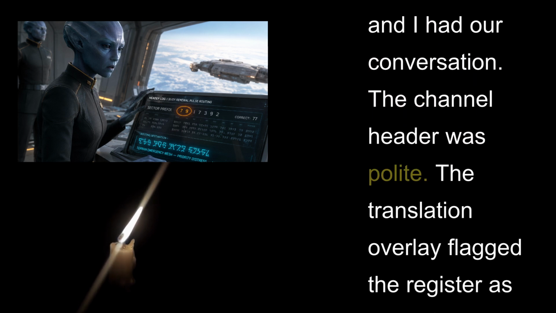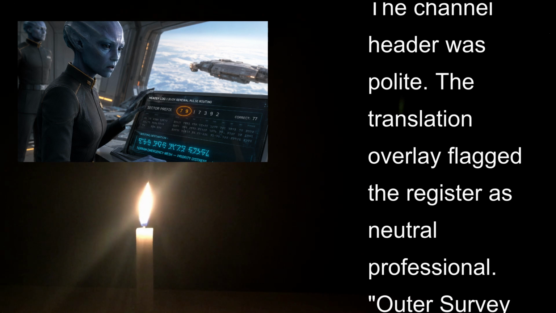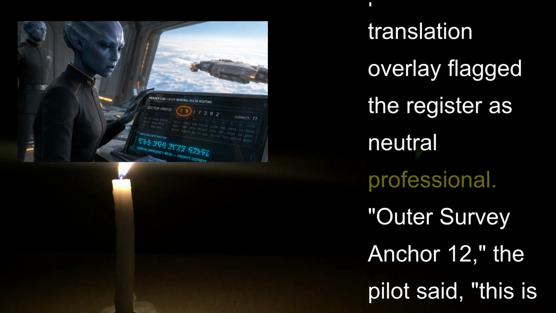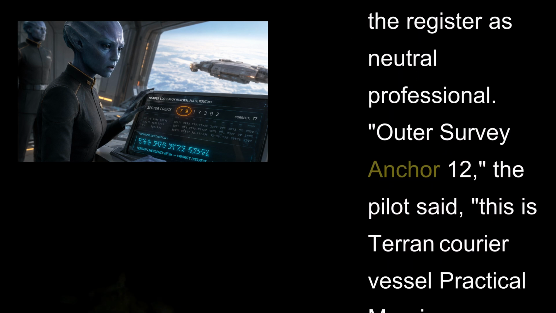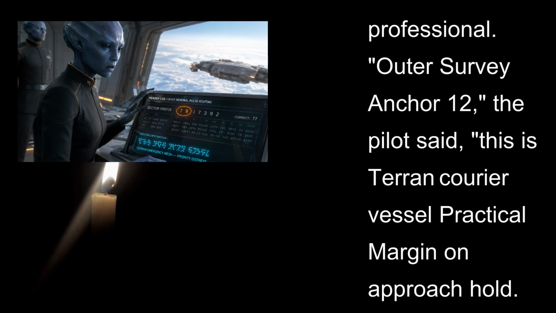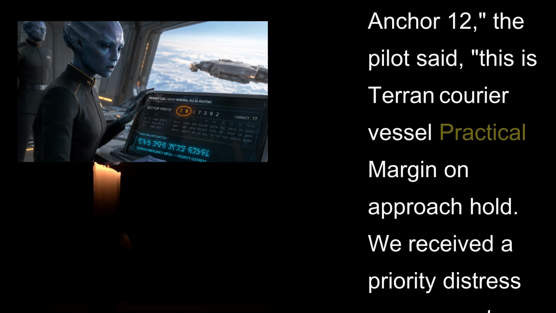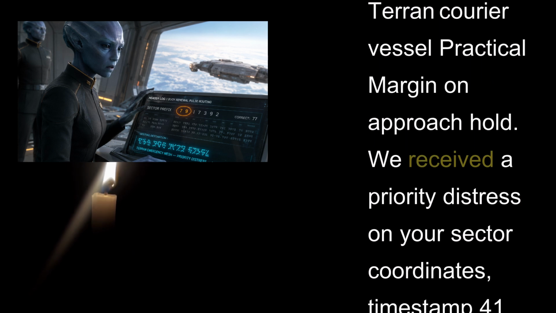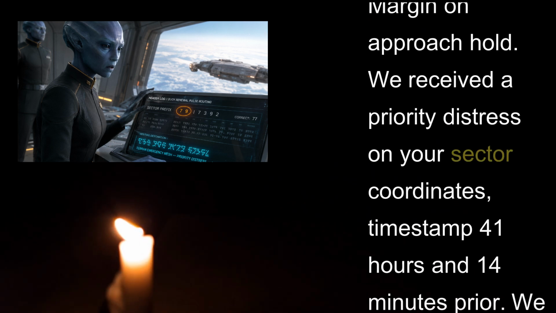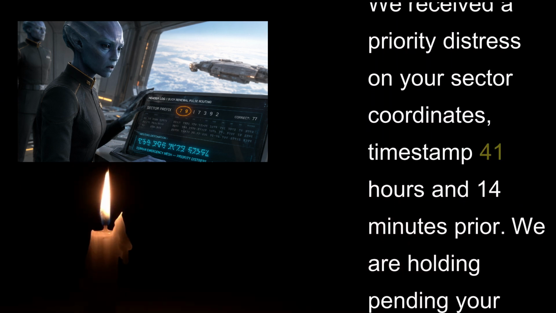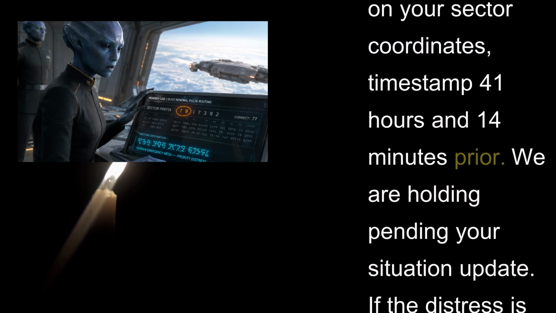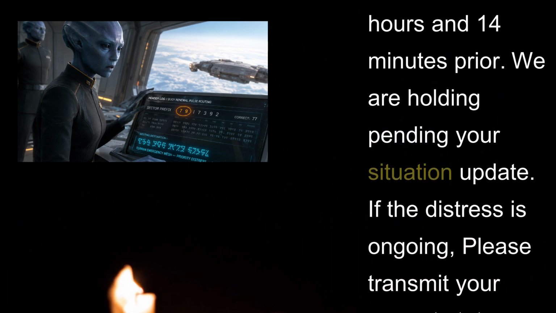The channel header was polite. The translation overlay flagged the register as neutral professional. Outer Survey Anchor 12, the pilot said, this is Terran Courier Vessel Practical Margin on approach hold. We received a priority distress on your sector coordinates. Timestamp 41 hours, 14 minutes prior. We are holding pending your situation update.